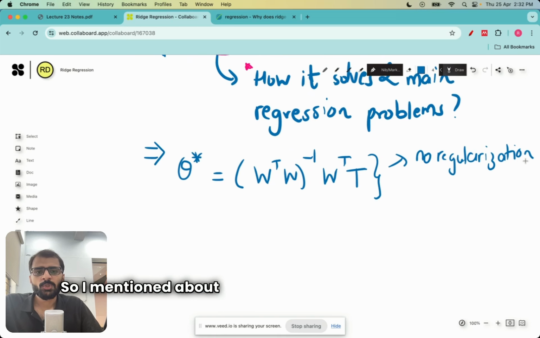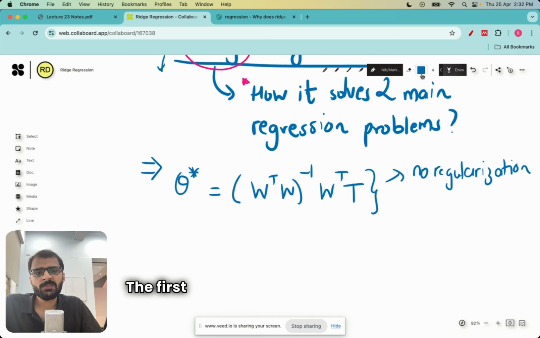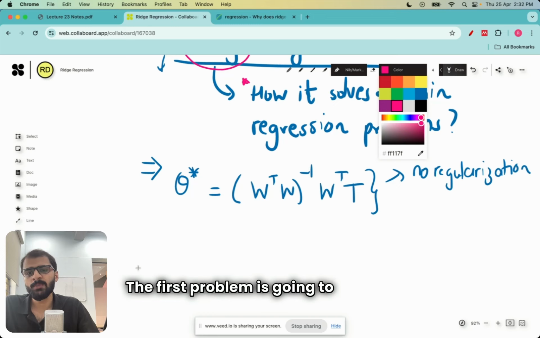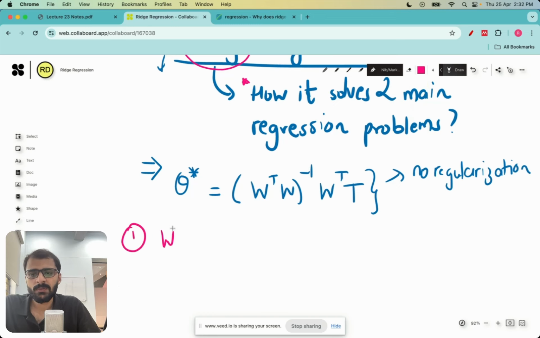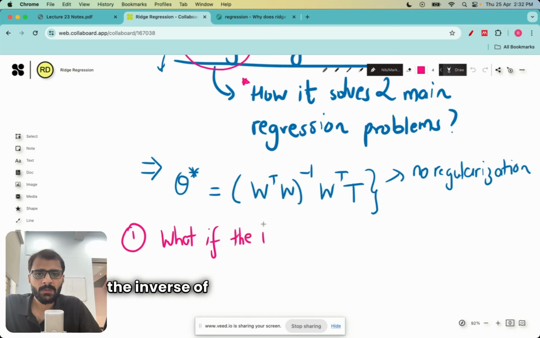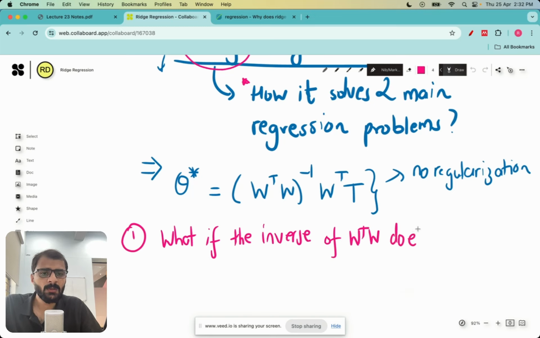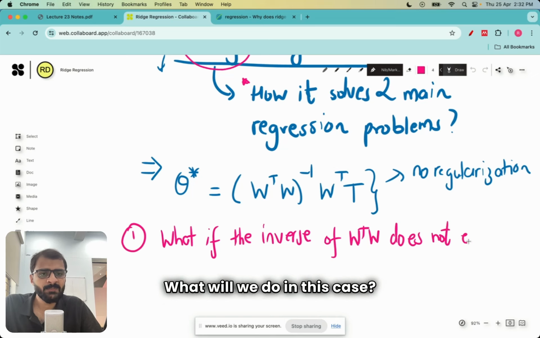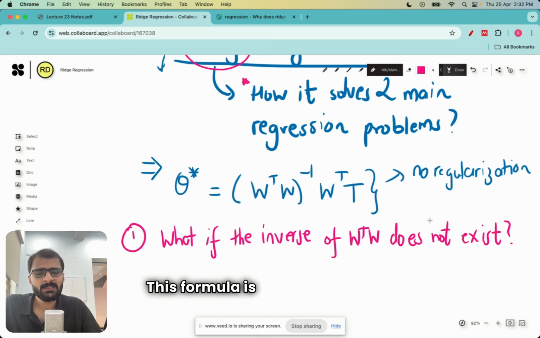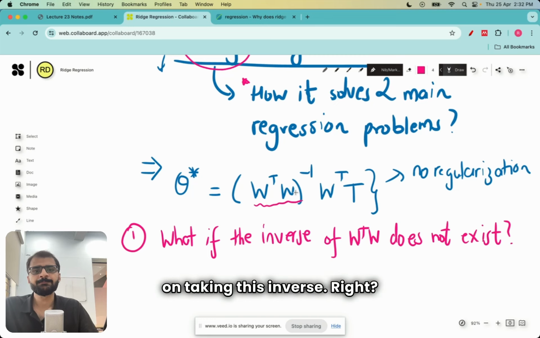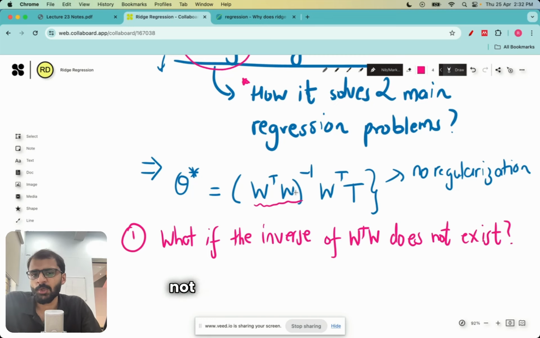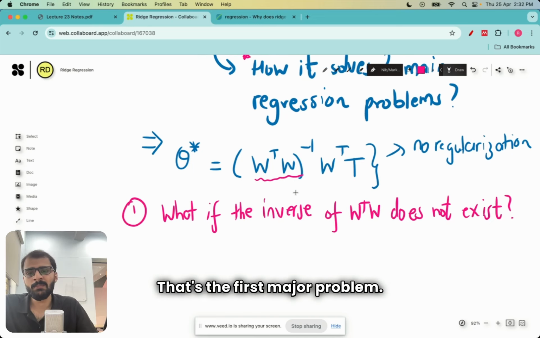So I mentioned solving these two problems, right? The first problem is, what if the inverse of W transpose W does not exist? What will we do in this case? This formula is completely based on taking this inverse, right? But what if the inverse does not exist in the first place? How do we proceed then? That's the first major problem.